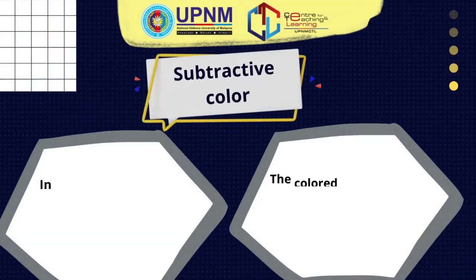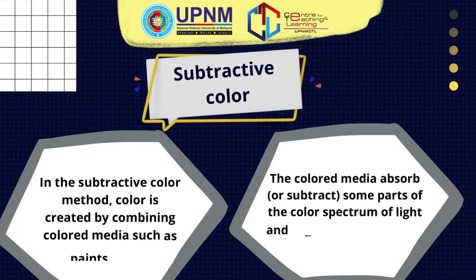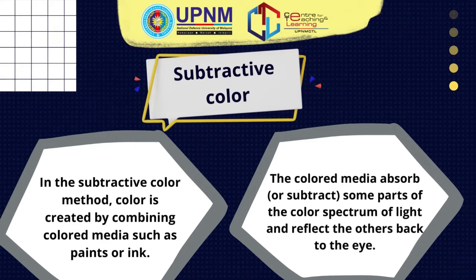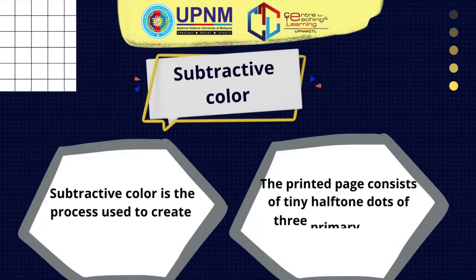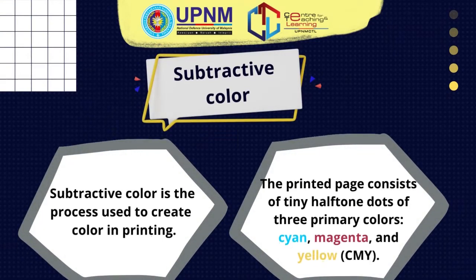Subtractive color. In the subtractive color method, color is created by combining colored media such as paints or ink. The colored media absorb or subtract some parts of the color spectrum of light and reflect the others back to the eye. Subtractive color is also used in the process to create color in printing. The printed page consists of tiny halftone dots of three primary colors: cyan, magenta, and yellow (CMY).